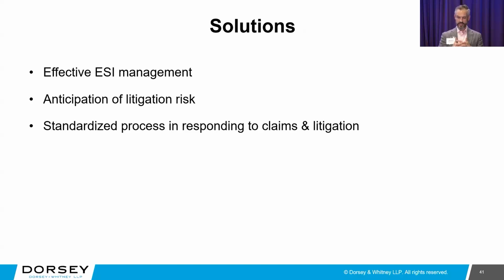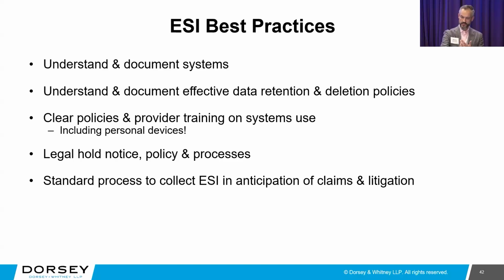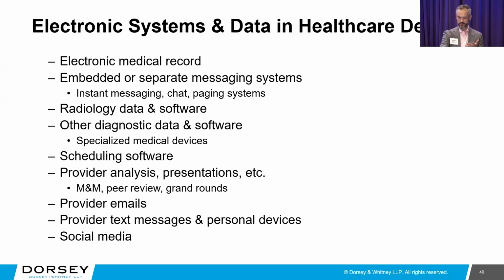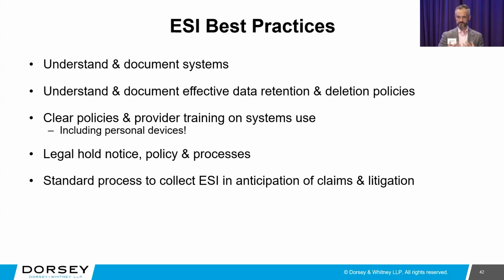So: effective management of the ESI, anticipation of litigation risk, and standardized processes. What I mean by that is, number one, management means, to put some flesh on the bones here, understanding the systems that you have. If you're an in-house lawyer at a health system, do you know where all these different data sources are? Or do you know the person who does, or the document where this is listed? It hopefully exists somewhere. And if it doesn't, it's worth beginning to map that out.